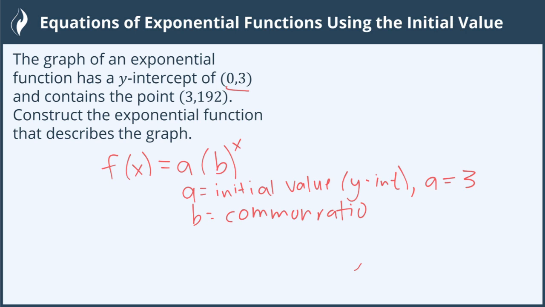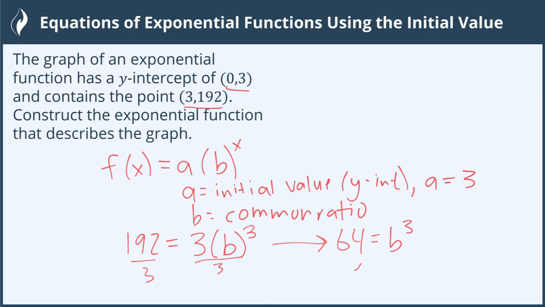So let's plug in that point, 192 for y, or f(x), and 3 for x, and then we can find b. So 192 is going to be plugged in for f(x) equals, we already know that a is 3. We don't know b yet, but we do know x for this point is 3. So now we have an equation that we can solve. Let's start by dividing both sides by 3. This becomes 64 equals b to the third.